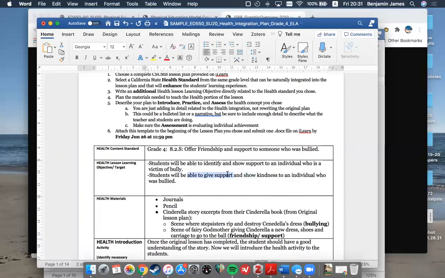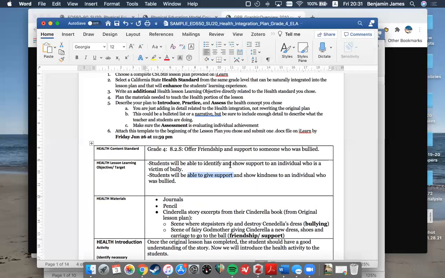Students will be able to give support. Can you measure that? I would say that's pretty hard to measure. And if you have to further explain it, like, well, okay, we're not actually giving support, but they're explaining how, then that's your verb. That's your action here. Students will be able to explain how to give support and show kindness, or students will be able to explain how to identify bullying and show support to an individual who's a victim of bullying.